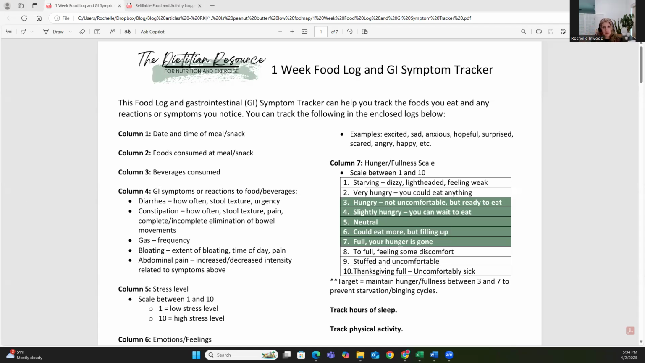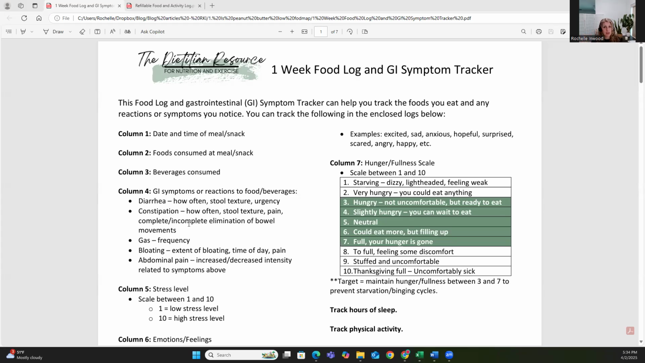Column 4 is all about the GI symptoms that they may be experiencing. This is where they can track the outcomes. So if they are eating a certain food or drinking a certain beverage, what is the GI condition that is coming up for that food or that beverage? Things that they can track is diarrhea. How often are they having it? What was the stool texture? What was the urgency? Did they have to rush to the restroom? All of those things can be key data for us as dietitians when we're helping our folks.